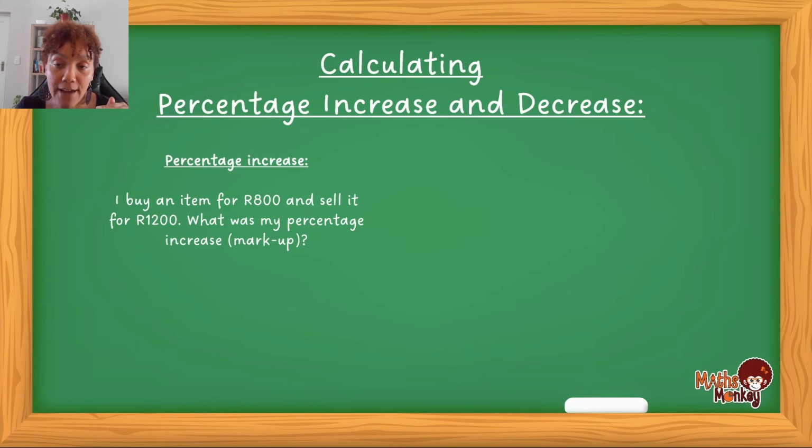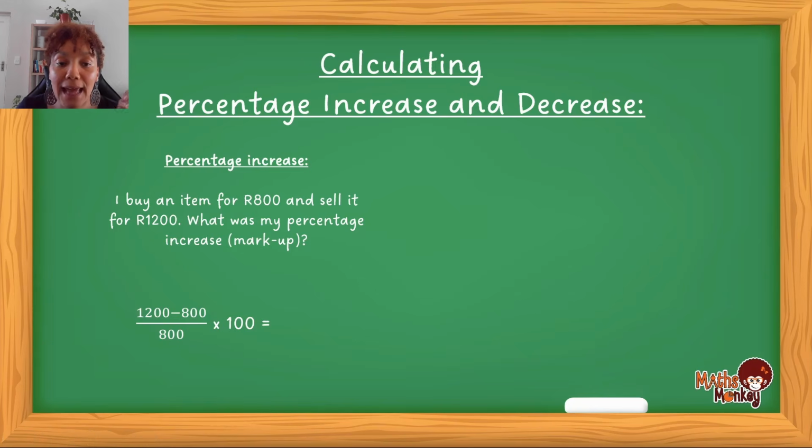The starting value and the ending value. So what do I mean by that? If you read this example, it says I buy an item for 800 Rand and I sell it for 1,200 Rand. So whatever value came first, I first bought it for 800 Rand, then 1,200 Rand. So if you're going to do this calculation, you're going to start off with a fraction, and on top of the fraction, you are first going to calculate the monetary difference between these two values. So you'll have 1,200 minus 800.